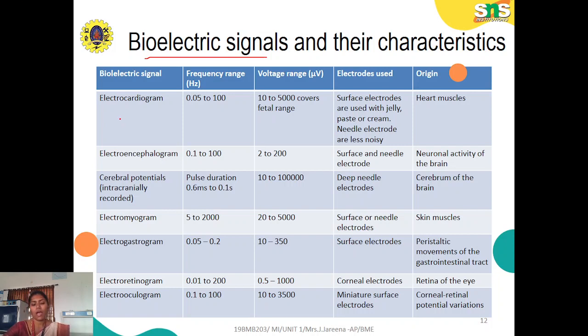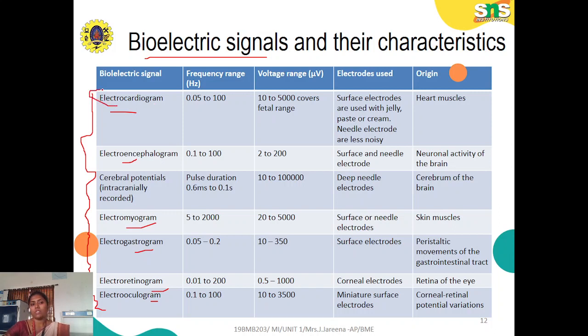Okay, so here I have listed a few basic devices which are based on biological signals: ECG, EEG, EMG, EGG, ERG, and EOG. So ECG is electrocardiography. Electrocardiography is a device which is used to record the electrical activity of the heart muscles. That is why it is called electrocardiography.